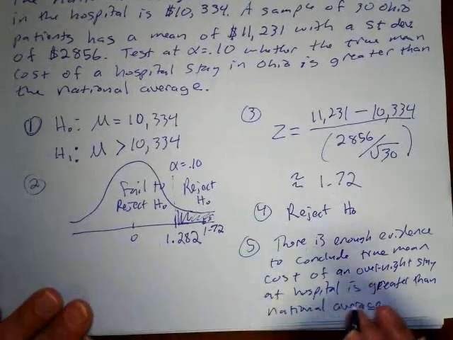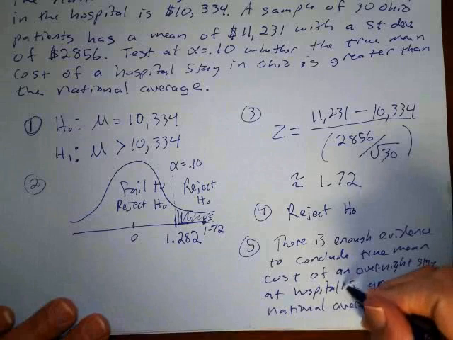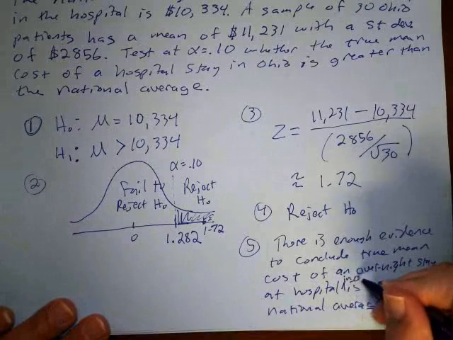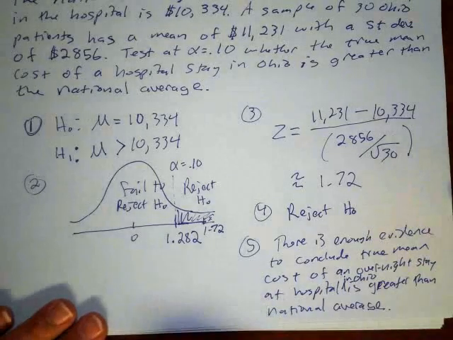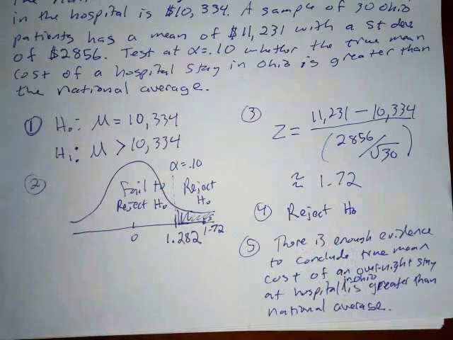Oh, and I said stay at hospital. I should have said in Ohio, right? I didn't even say that. So that one's a little wordy. If you just said there's enough evidence to conclude the true mean is greater than 10,334, that gets the point across.